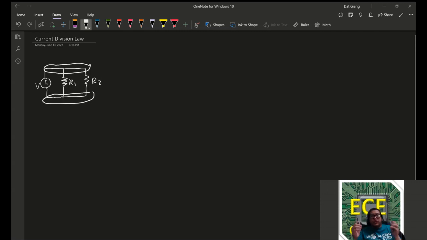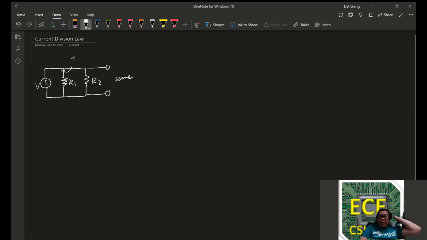Because they're in parallel, voltage is constant in this case. So the voltage drop across here is the same. However, what about the current? Well, the current, and I'm going to erase this, we have current I1 and then current I2. So the equivalent resistance is going to be R1 R2 divided by R1 plus R2. That's just one piece of information we can extract from this.